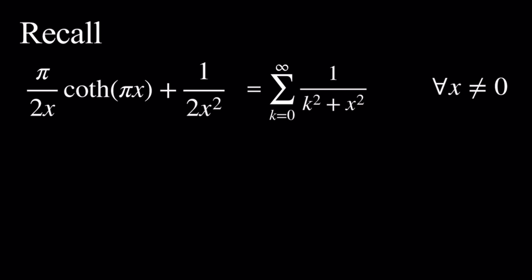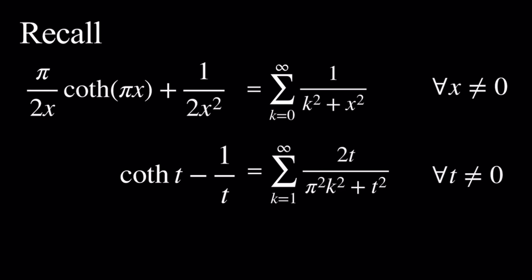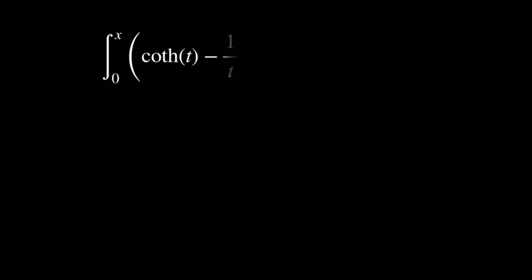Now, what we want to do here is subtract the term corresponding to k equals 0 from both sides, and then multiply both sides by 2x, and finally replace pi x by t. So we're going to get hyperbolic cotangent of t minus 1 over t equals the sum as k goes from 1 to infinity of 2t over pi squared k squared plus t squared for all t different from 0. Now if we integrate these from 0 to x, we get the following.